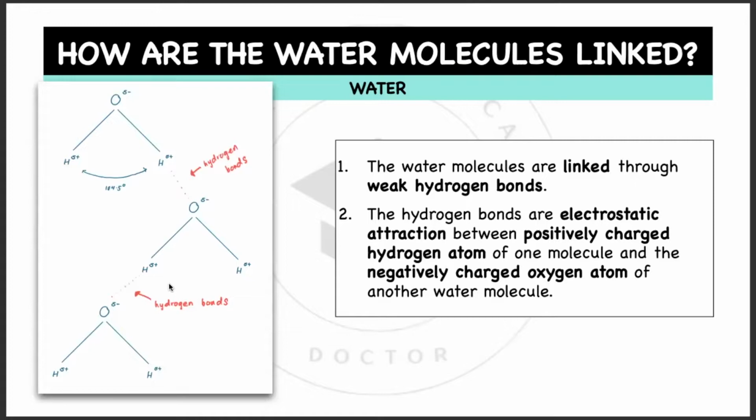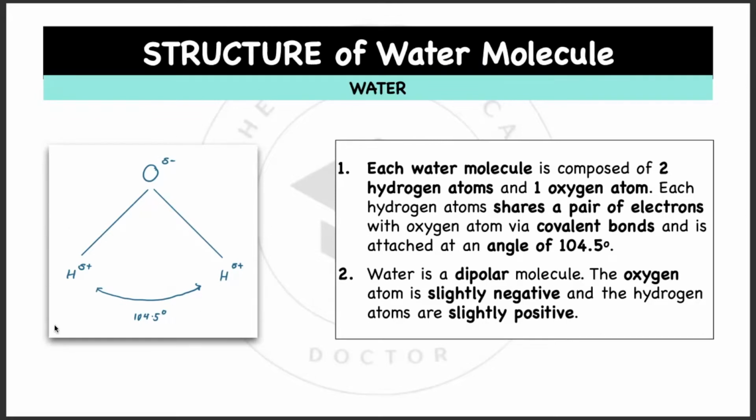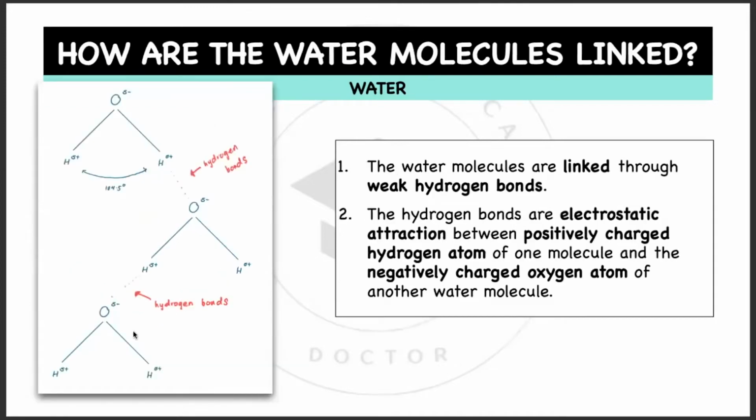How are the water molecules linked? In the previous slide, I mentioned that this is how it's arranged, but this is just for one water molecule. So if you have a few, how are they linked? They are linked by weak hydrogen bonds. The weak hydrogen bonds are electrostatic attraction between the positively charged hydrogen atom and the negatively charged oxygen atom. In this picture, this is one water molecule and this is another water molecule. Take note of the hydrogen atom over here and the oxygen atom over here. They are linked by the weak hydrogen bond.